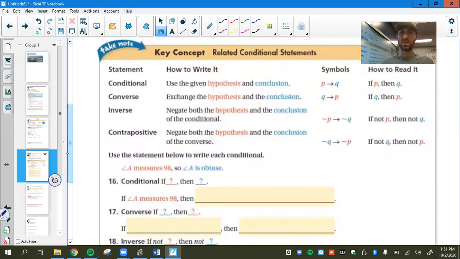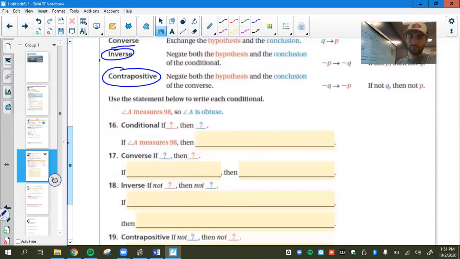Now, here's the other two words. So far we've done conditional and converse, right? An if-then statement. We also have something called an inverse and contrapositive. Now, these are very similar. They're still in the if-then format. However, we use the words no or not, okay? So they negate it. They're the opposite, all right? So let's just go through these. Let's just kind of list examples. This is the best way to learn.